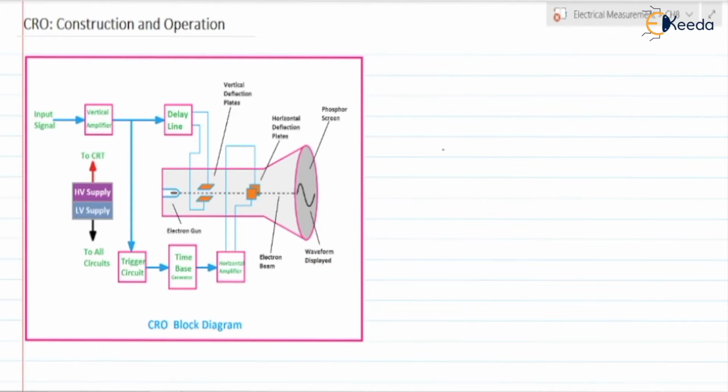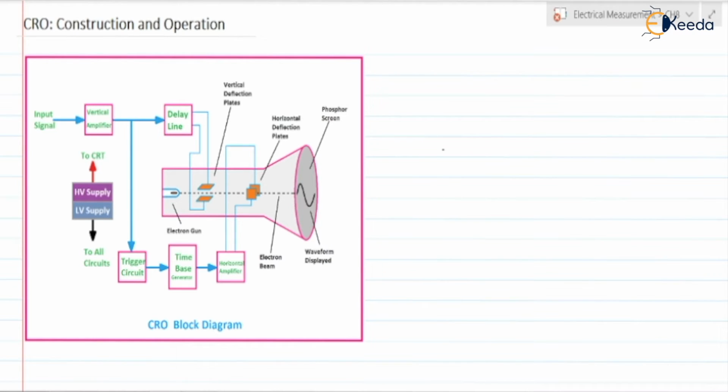So strictly speaking, the cathode ray oscilloscope is an electronic instrument that presents a high fidelity graphical display of the rapidly changing voltage at its input terminals. The cathode ray oscilloscope is probably the most versatile and useful instrument available for signal measurement.